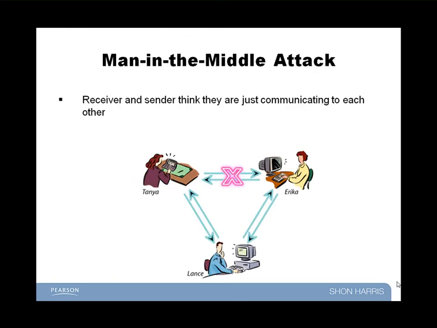So the sender and receiver think they're communicating just to each other, and this is another example where Tanya and Erica think that they're communicating with each other, but all of their messages are going through Lance. So if Tanya writes Erica a message, Lance could read it, modify it, and send it to Erica. Erica can reply with a message, Lance will grab it, can either read it or modify it, and send it over to Tanya. If we're using just hashing, this could take place.